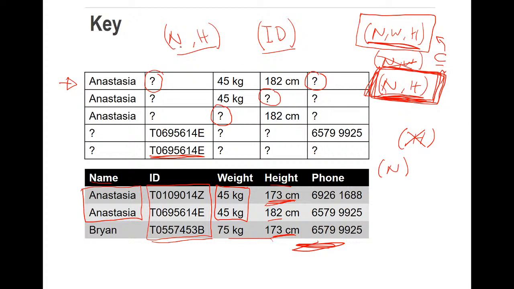So that's why the name and the height is a super key, but also a key. The name, the weight, and the height is a super key, but it is not a key. ID is a key, and by definition it is minimal because we cannot remove ID. Okay, so we have two keys. What we call these is candidate keys.